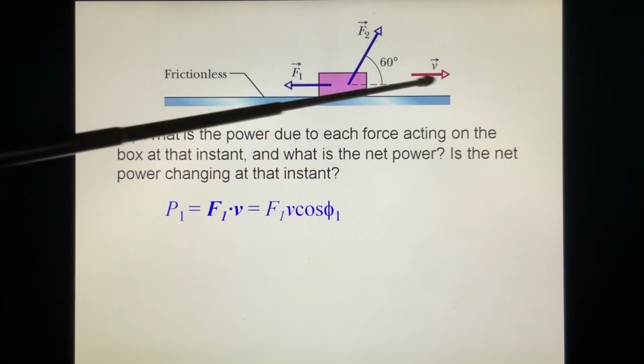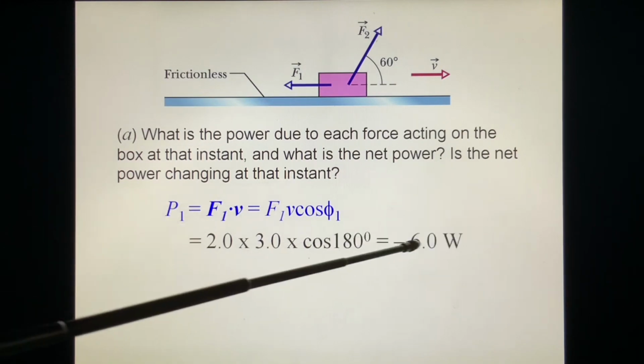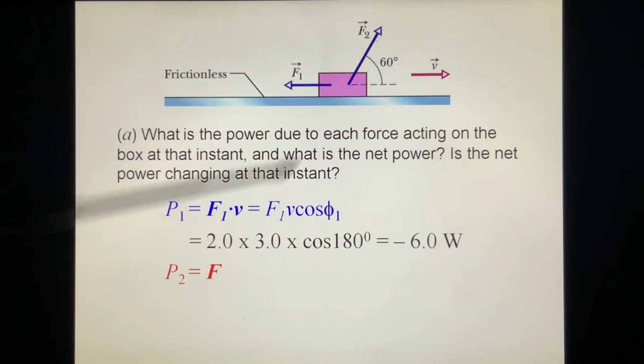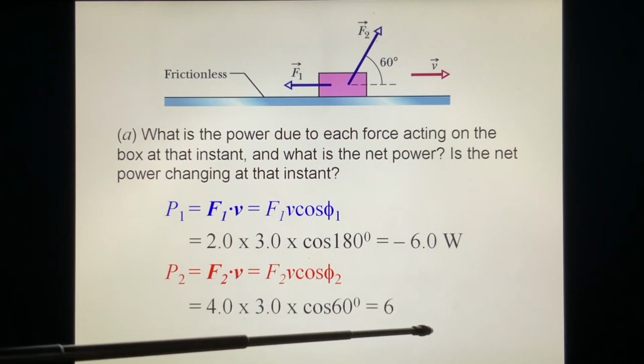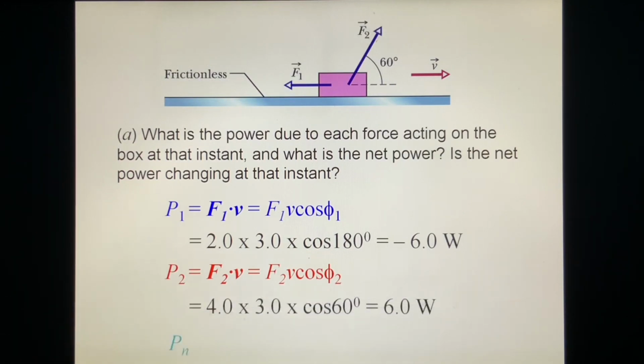Here phi is 180 degrees, so we get minus 6.0 watts. For F2, P2 equals F2 dot v equals F2 v cosine 60, which gives positive 6.0 watts. So putting them together, the net instantaneous power is 0.